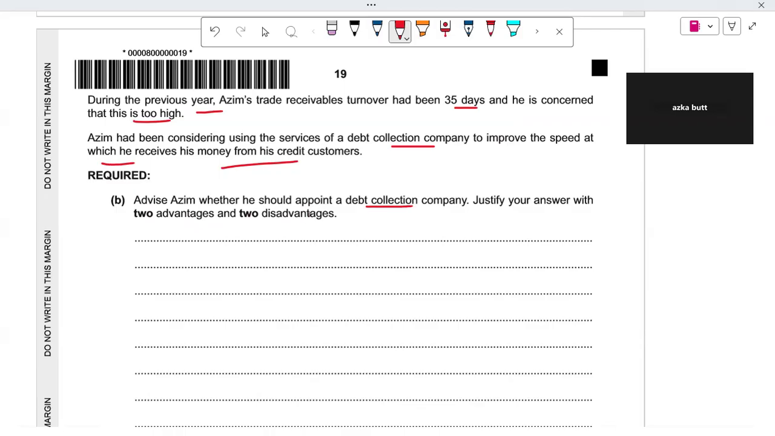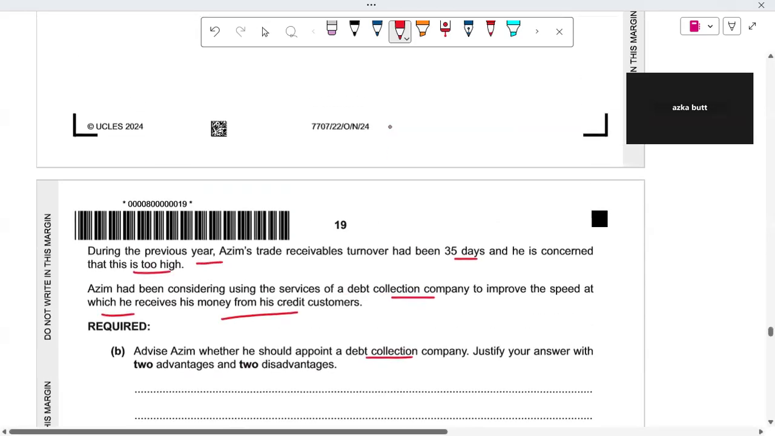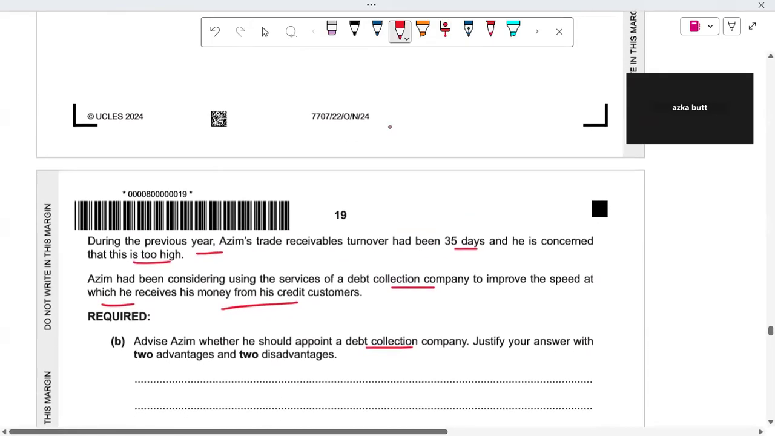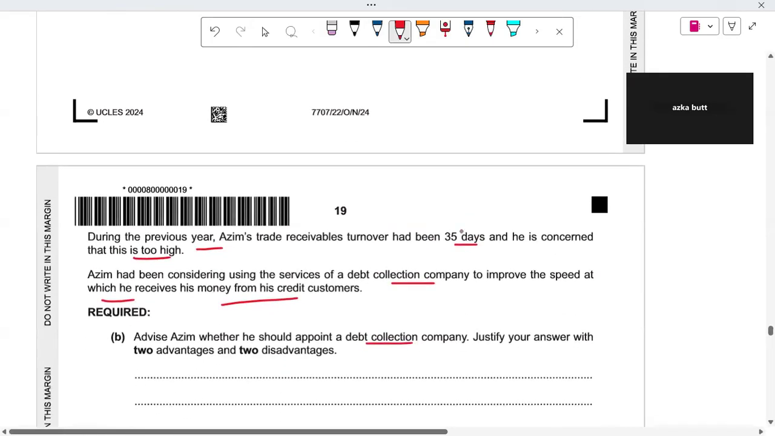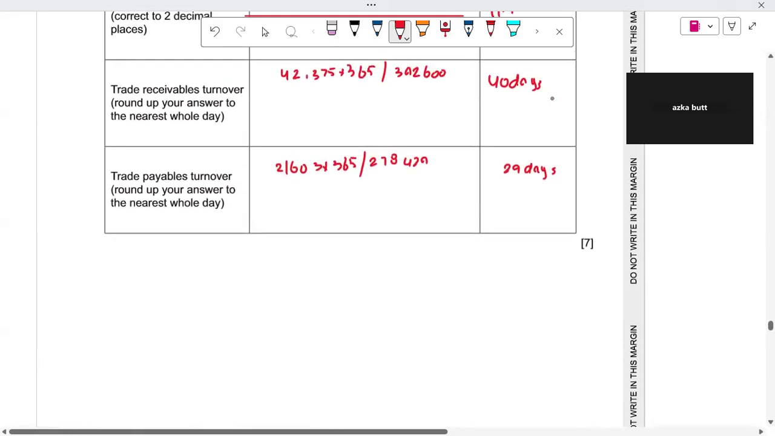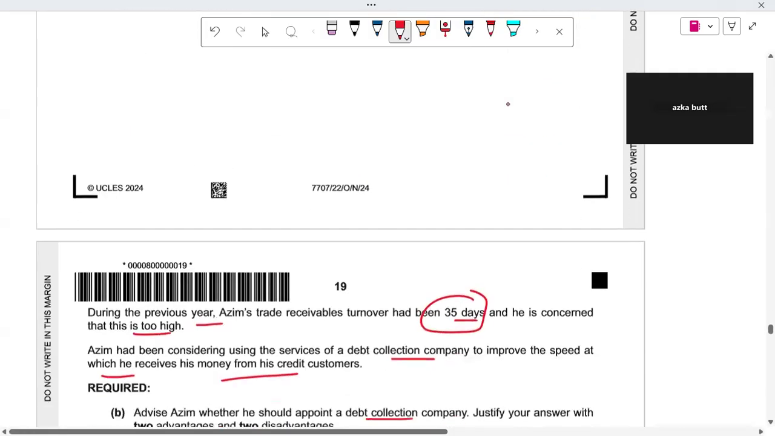So in the end, I would suggest that he should use the service of the debt collection company, because previously his trade receivable turnover was 35 days, but now this is 40 days. So it has increased. He should do something about it because the trade receivable turnover is increasing every year. That's why.